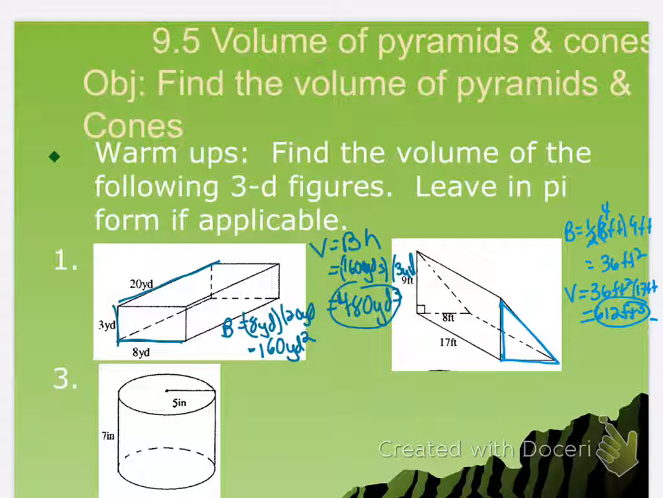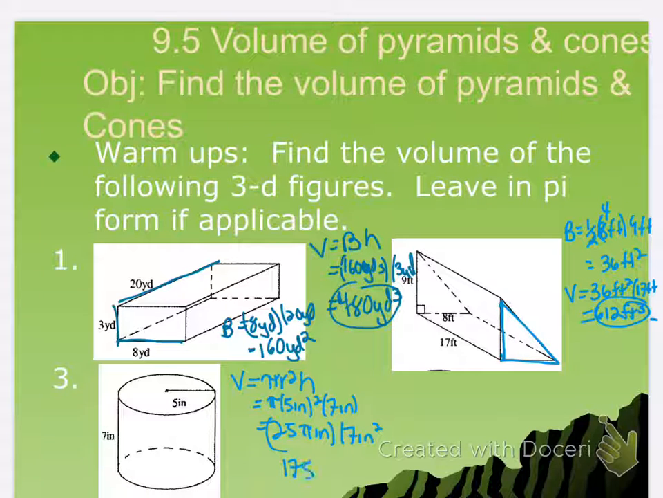Okay, and our last one is a cylinder. It's still area of the base times height. Remember, in this one, the base is a circle, so you have to use the area of a circle, which is pi r squared times height, which gives me pi times 5 inches squared times 7 inches. That gives me 25 pi inches squared times 7 inches. Well, 7 times 25 is 175 pi inches cubed. Okay, this is our warm-up. Let's go on to the next slide.